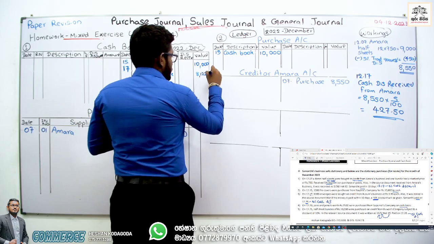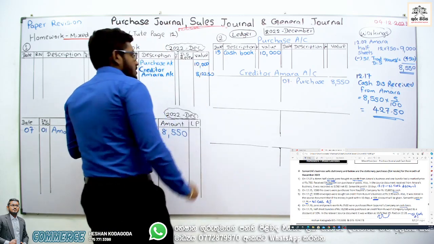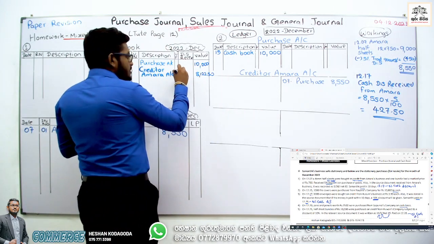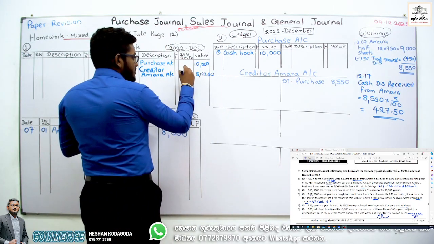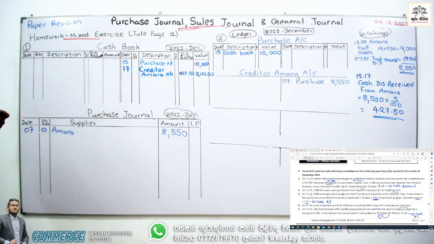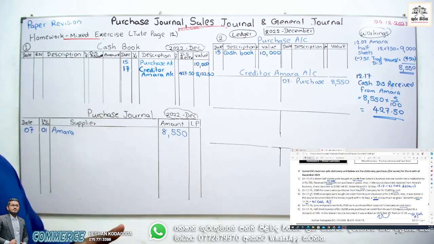You can write the full amount. So how much is the discount received? 427.50 cents. Is it clear to you? Right? Send me a thumbs up if it is clear to you. I'll send a picture after the class, don't worry. If it is clear to you, send me a thumbs up, right?